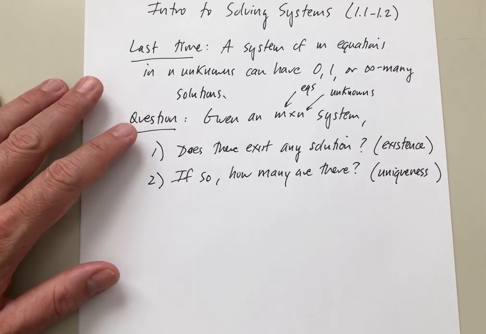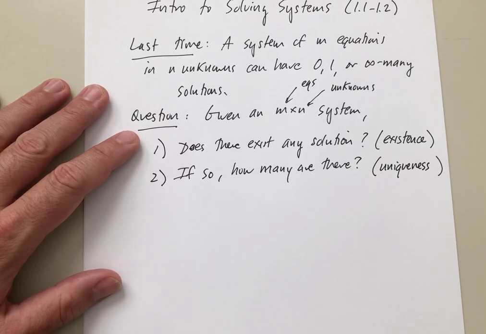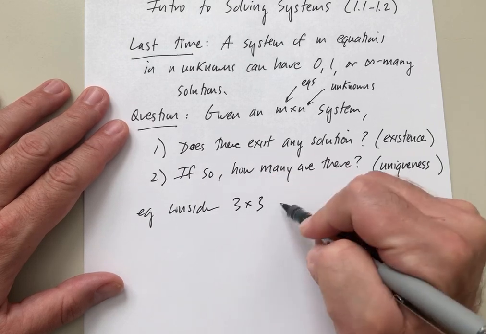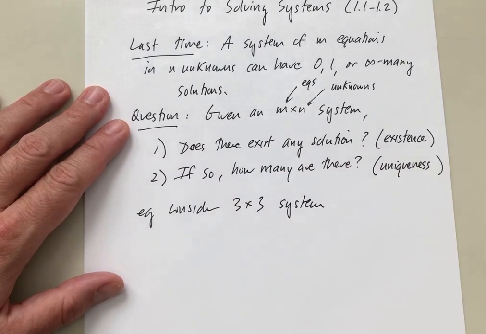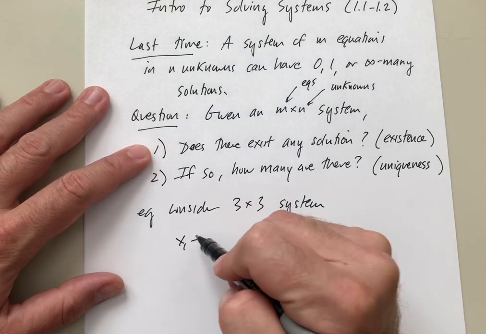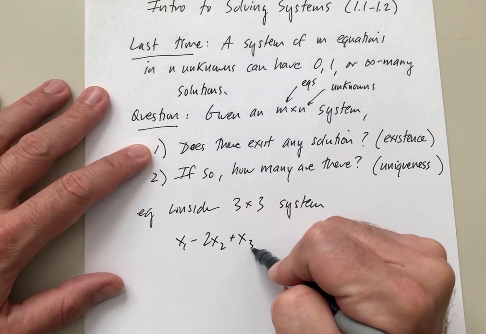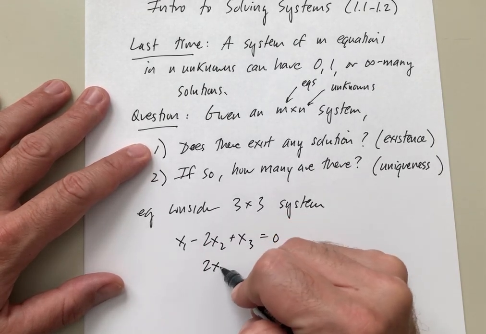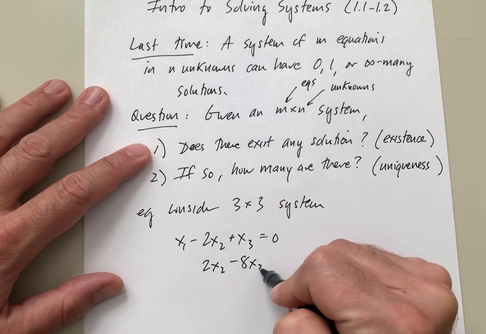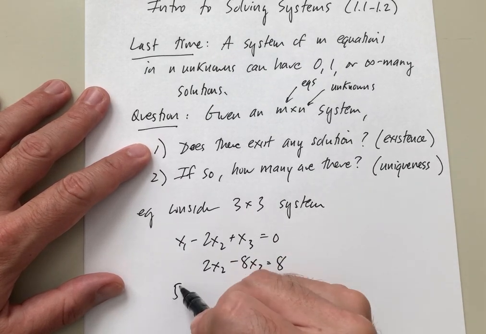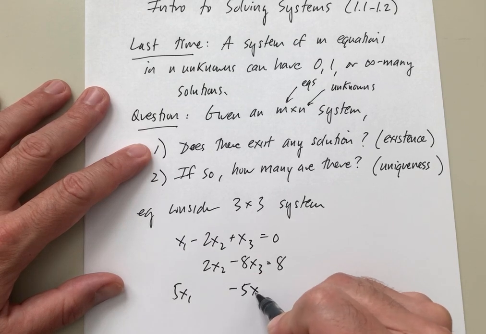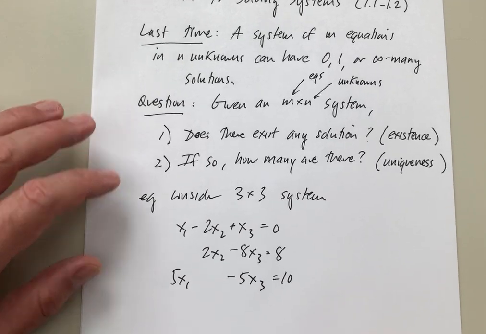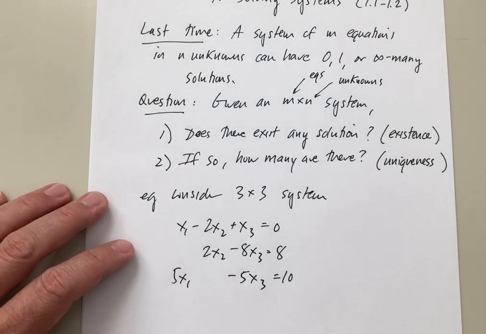And let me start this process with an example. So, for example, let's consider a 3 by 3 system. I don't know, let's see, x1 minus 2x2 plus x3 equals 0. All right, there's 3 variables, and there's going to be 3 unknowns, so it means I have to have 2 more equations. Okay, so then 5x1 minus 5x3 equals 10. I'm pretty sure I took this example from your book, so you can read along there if you like.